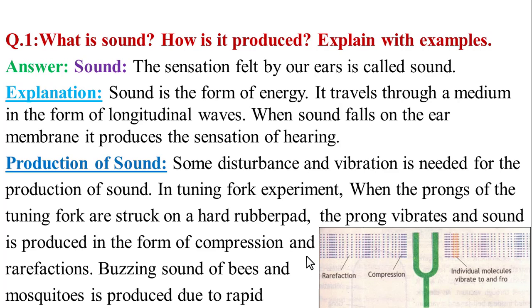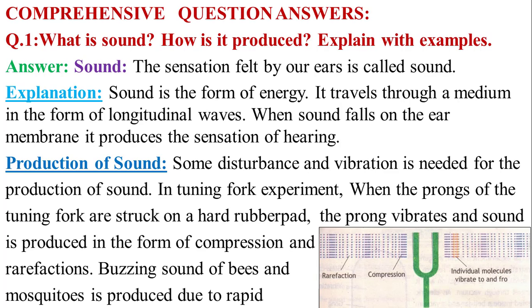Now we will move to comprehensive question number 1. In question number 1: what is sound? How is it produced? Explain with example. Here, first of all, the answer to the question: sound is the sensation received by the sensitive part of our ear. In other words, we can also say that a vibrating body produces sound.